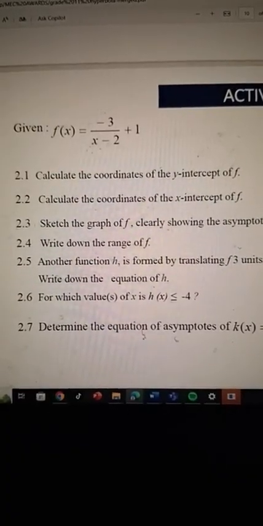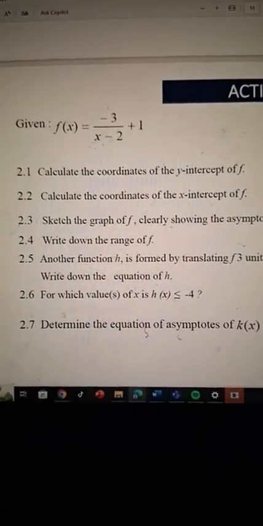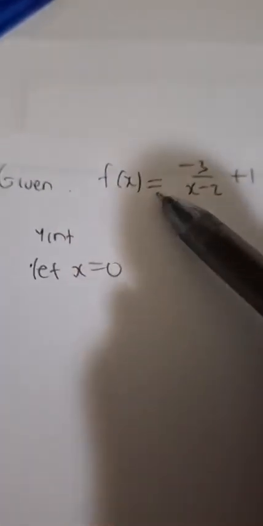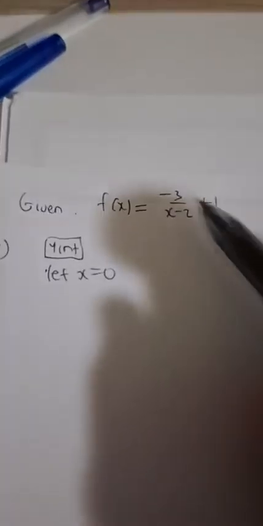The first question says calculate the coordinates of the y-intercept of f. Y-intercept, what does that mean? It means we let x be equal to 0. Let's never forget that. I'm sure now we are getting to a place where we are mastering this conceptual application, that if they want the y-intercept, that simply means we are going to let x be equal to 0 in the function.